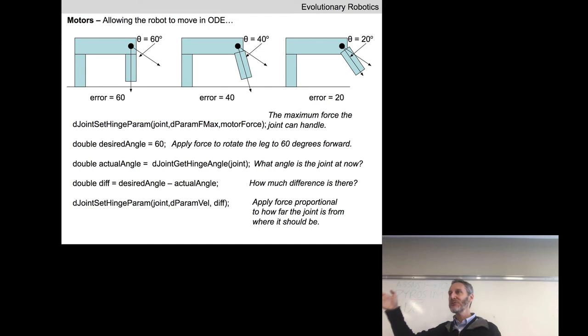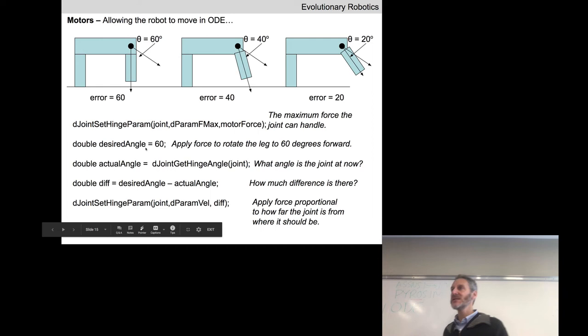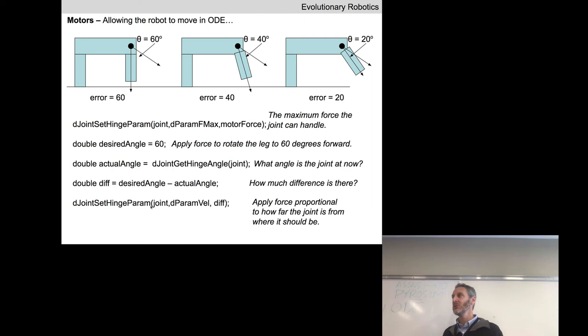What would happen if I set the desired angle to zero? What would be the force that ODE would be applying to the pair of objects? Nothing, right? Zero. It's what we want, so do nothing. Don't add any additional forces.